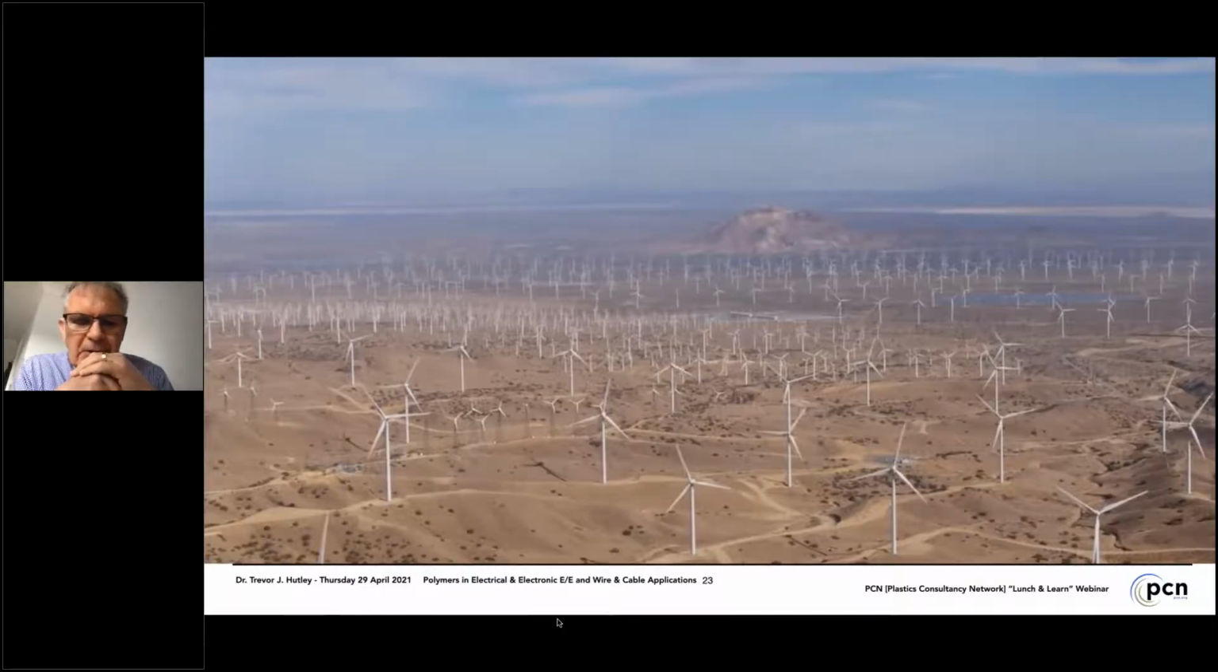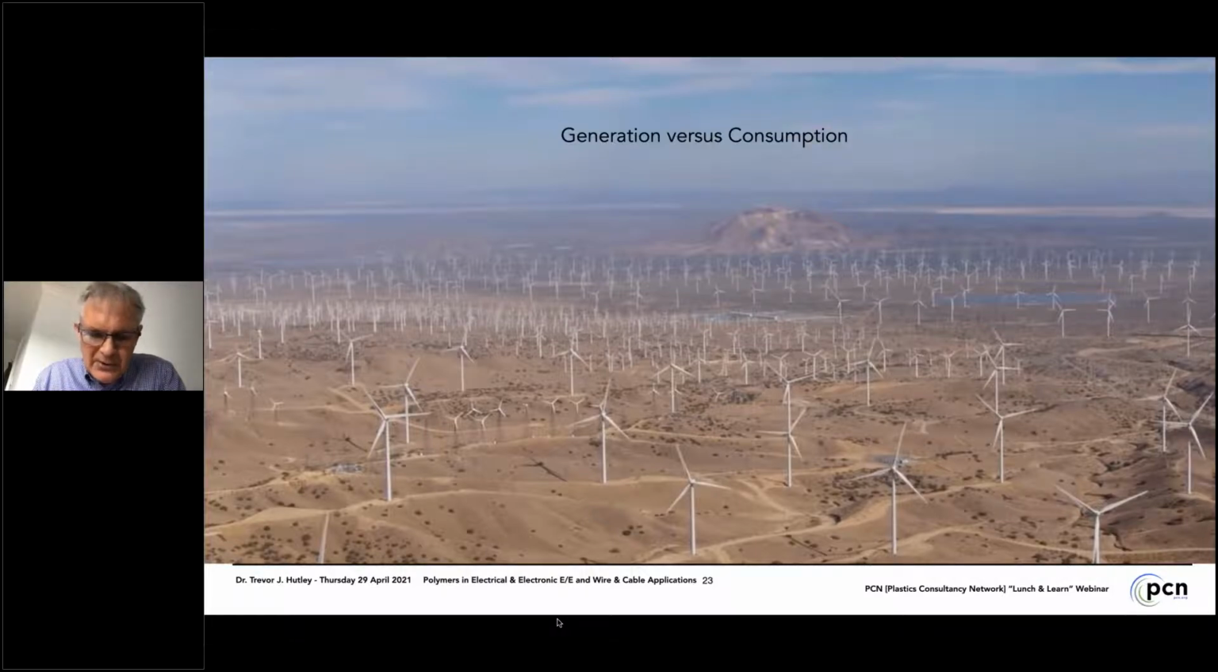Now, if you look at the generation of electricity, and this is a picture from China, the issue here is that the generation is in places where there's wind and where there's space, but it's far, far from consumption. So that's why the grid development over very long distances, many hundreds and thousands of kilometers, is underway to move the electricity from where it's generated to where it's consumed.